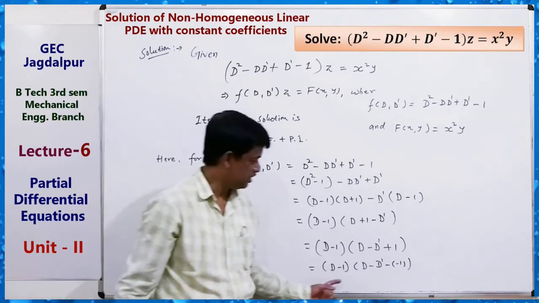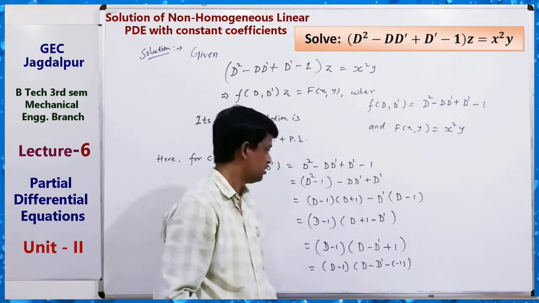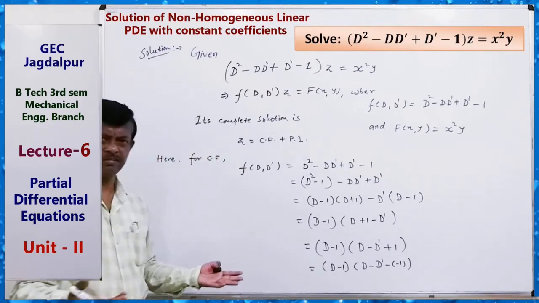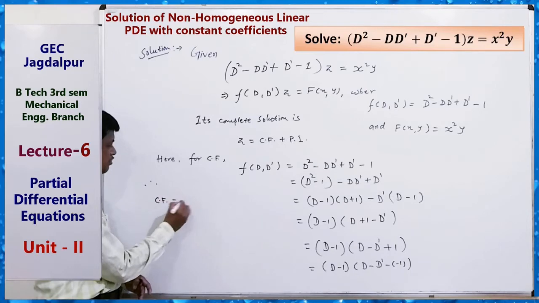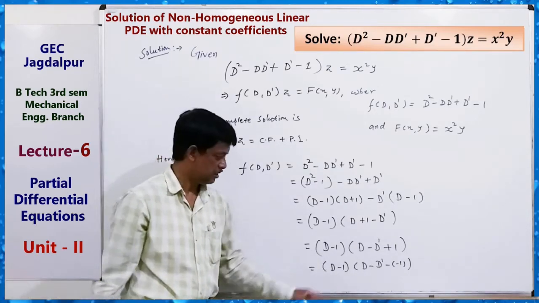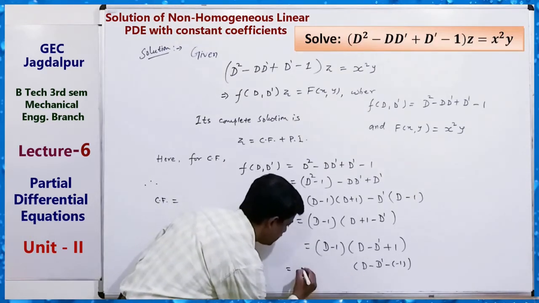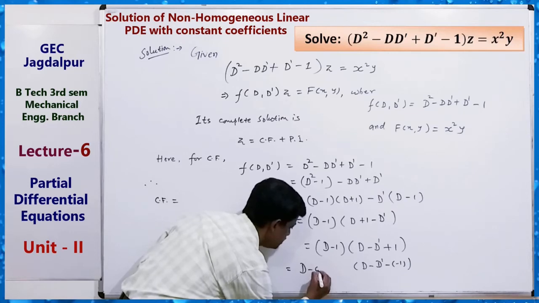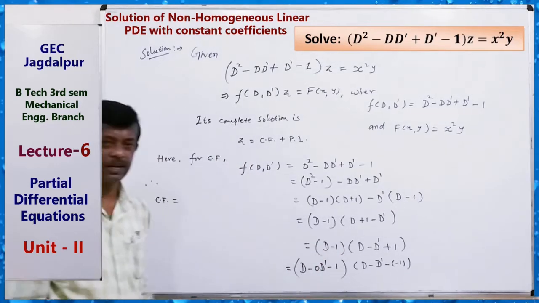So there are linear factors. General method we have to use. Therefore we can write the CF corresponding to this factor: d minus 0, d dash minus 1. This can be written like this.